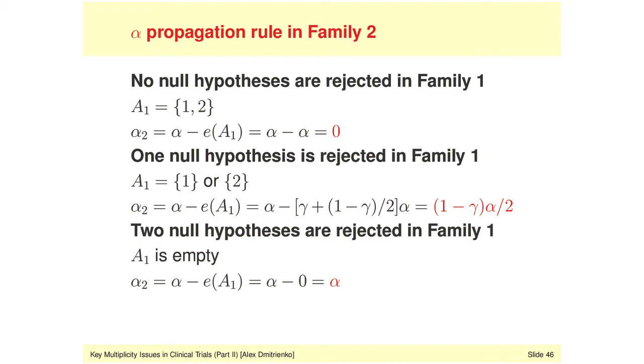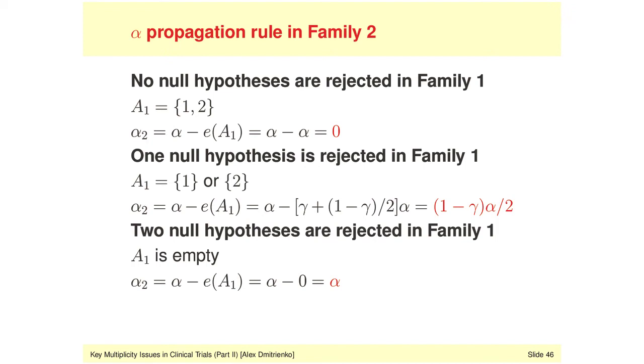Here we're going to take a close look at 3 different possible outcomes in family 1. We're going to begin with the scenario where no null hypotheses are rejected in family 1, and then we're going to apply the error rate function of the truncated Hogberg procedure to see how much alpha can be carried over to the secondary family.